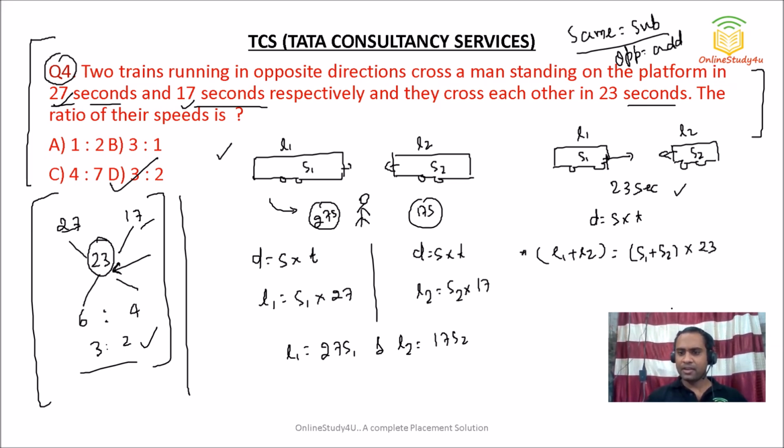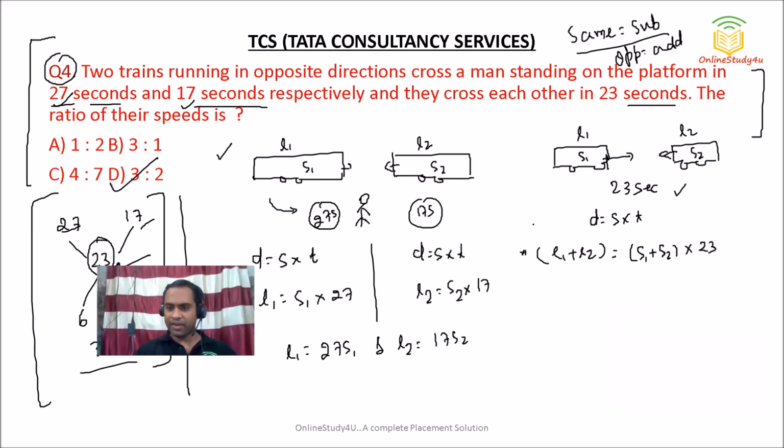Now we can see here, friends, L1 is what? 27 S1. L2 is what? 17 S2. So it will become 23 S1 plus 23 S2. If you subtract, it will become 4 S1.